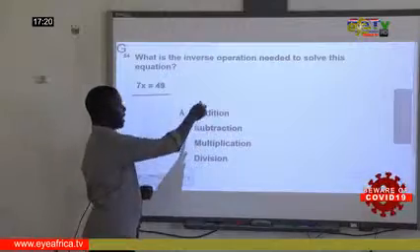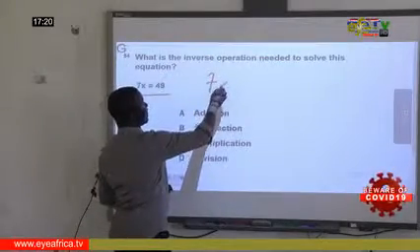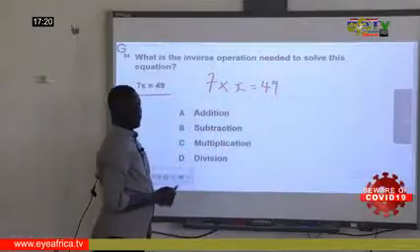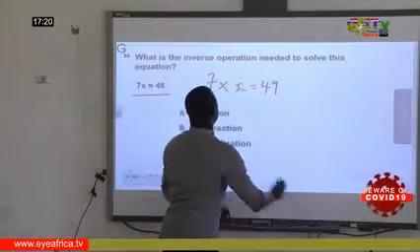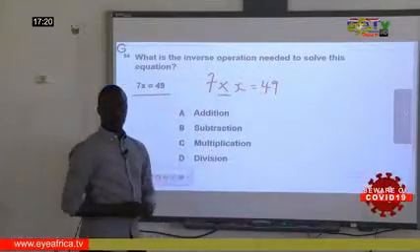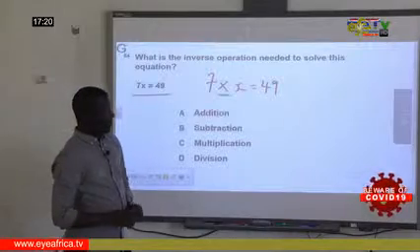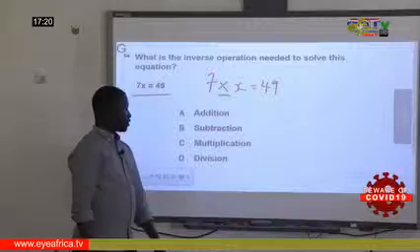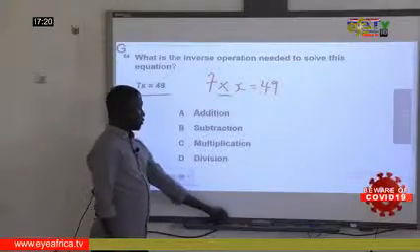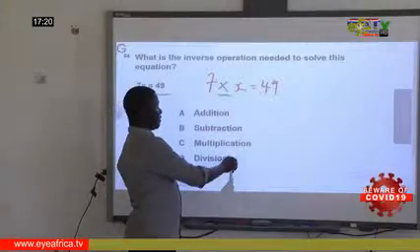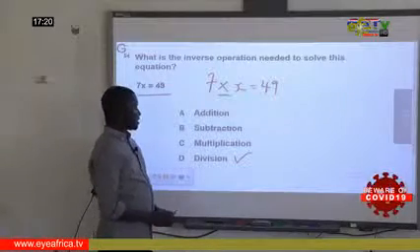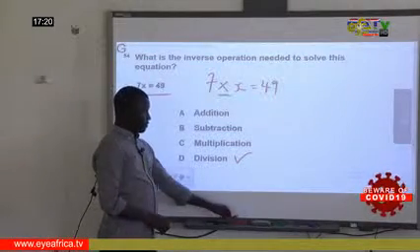7x equals 49 is definitely 7 times x equals 49. The operation we have here is a multiplication. And we've discussed this before that the inverse of multiplication is division. So therefore, our correct option here is D, that is division.